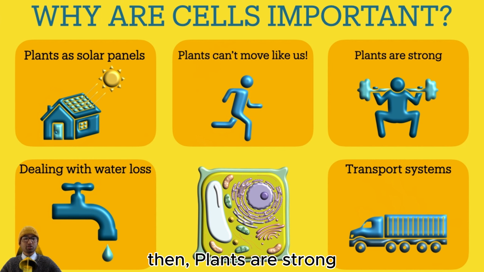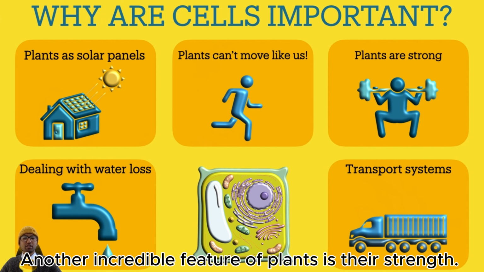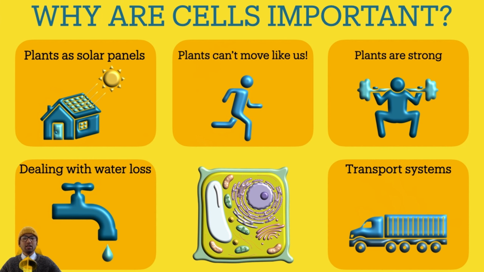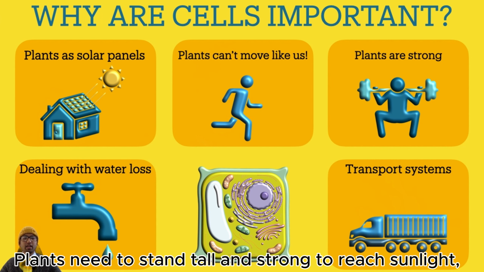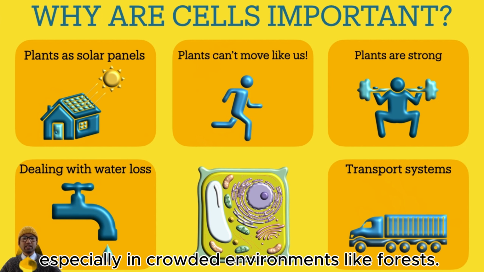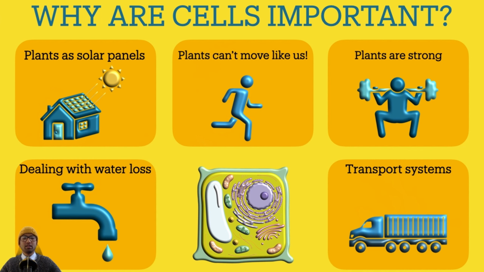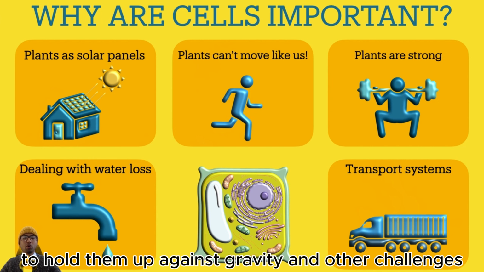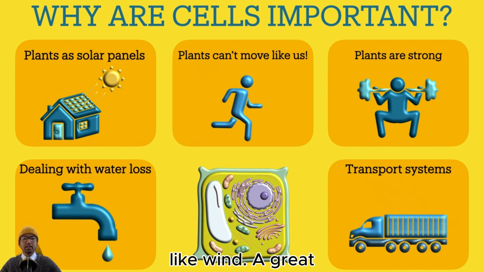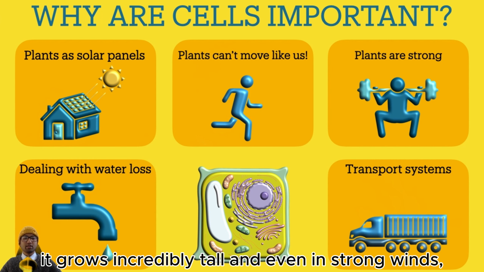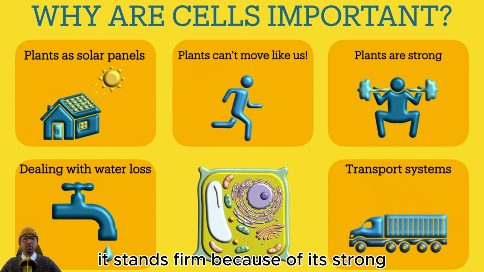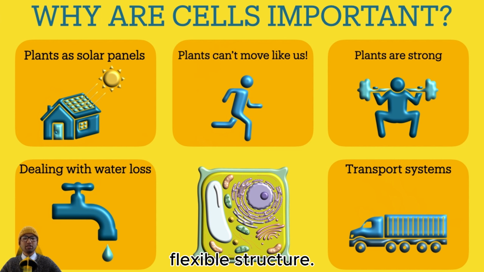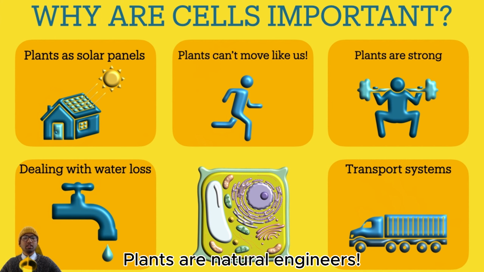Then, plants are strong. Another incredible feature of plants is their strength. Plants need to stand tall and strong to reach sunlight, especially in crowded environments like forests. Their structures, like stems and trunks, act like scaffolding to hold them up against gravity and other challenges like wind. A great example is bamboo. It grows incredibly tall, and even in strong winds, it stands firm. Because of its strong, flexible structure, plants are natural engineers.